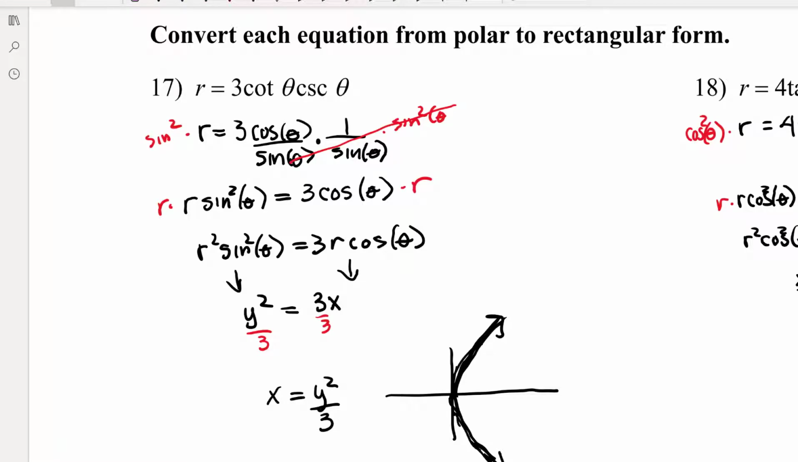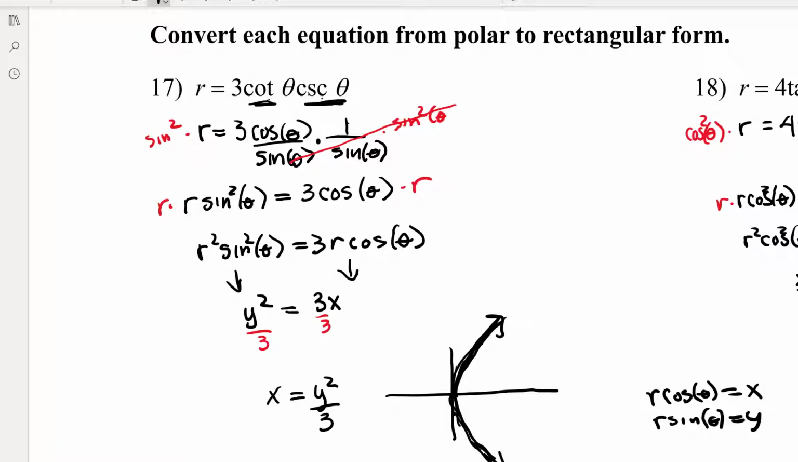Okay, now we're going to convert a polar equation to rectangular. So remember, if we can get something to be our cosine, that converts to x, and our sine, that converts to y. So with this cotangent and cosecant, first thing we're going to do is convert cotangent to cosine over sine and cosecant to 1 over sine.